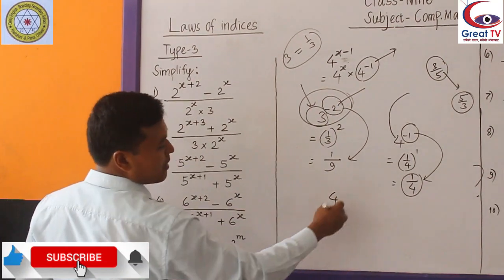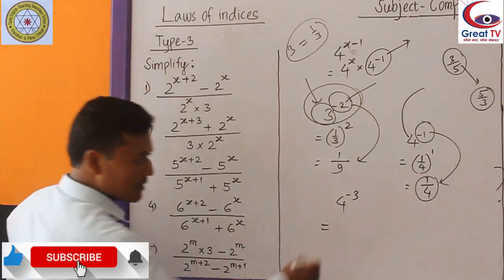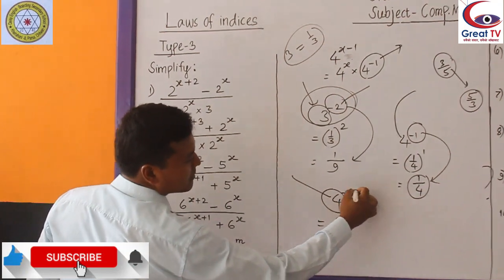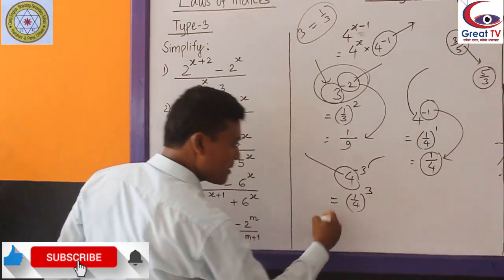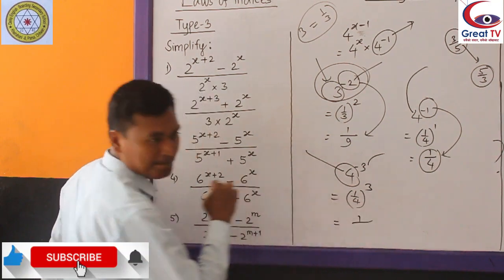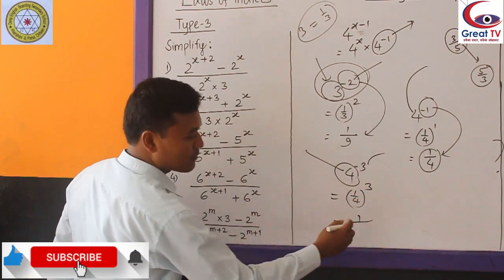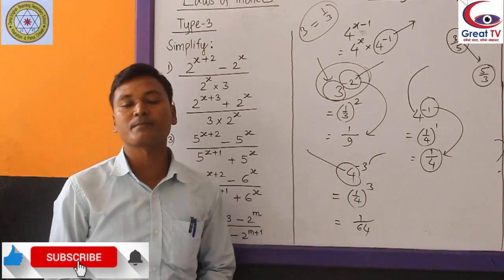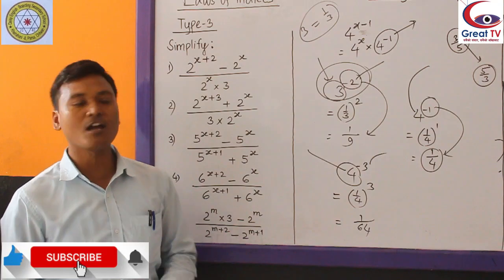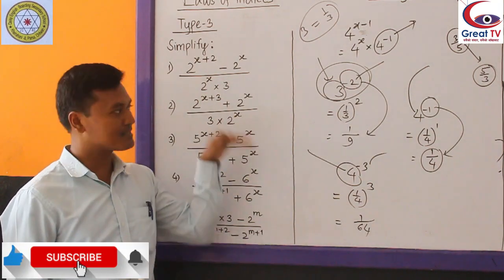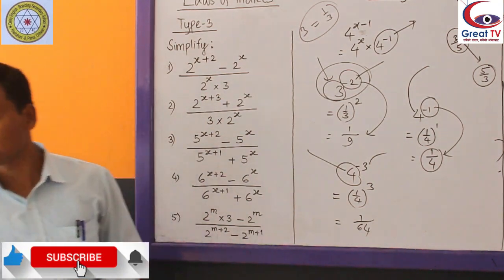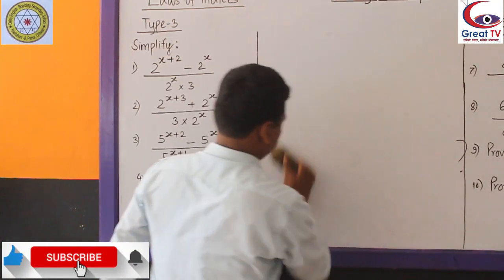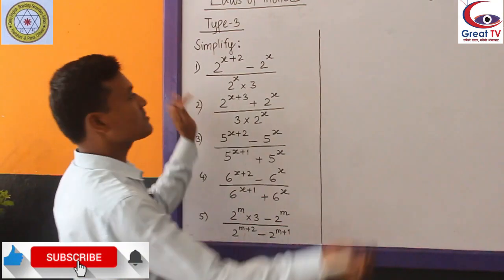Similarly, what about 4 to the power minus 3? Writing the reciprocal of 4, 1 upon 4, whole power minus 3, now plus 3. 1 cubed means 1, 4 cubed means 64, we write down. So if you know this concept and the previous concept, then only you will feel easier to simplify or solve this type of problem. Let us start the first problem. Okay, let's start the first one.